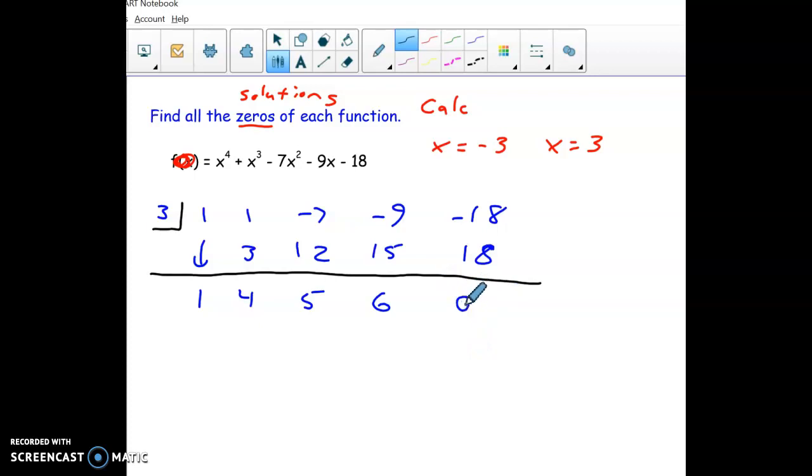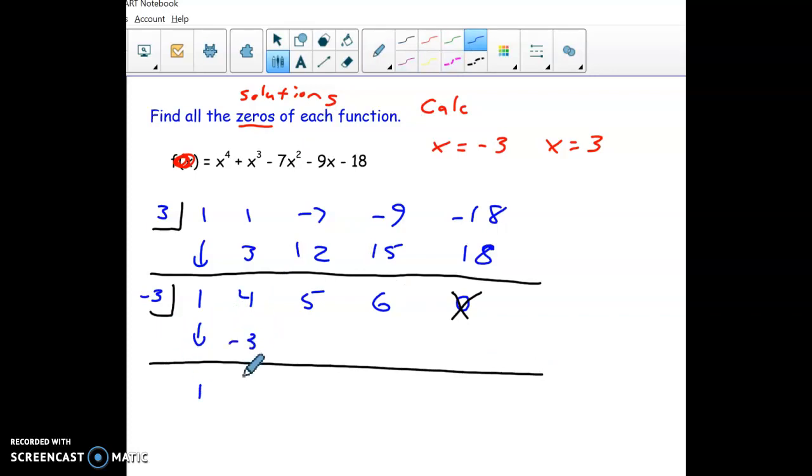So that's my remainder, and I'm going to cross that off and then synthetic divide again. I'm not going to write out my answer. I'm going to say, well, I got another number to divide. So I'm just going to take those coefficients, throw the other solution, -3, in the window, and synthetic divide again. Drop it, multiply, add, multiply, add. Again, I got remainder 0, which is good.